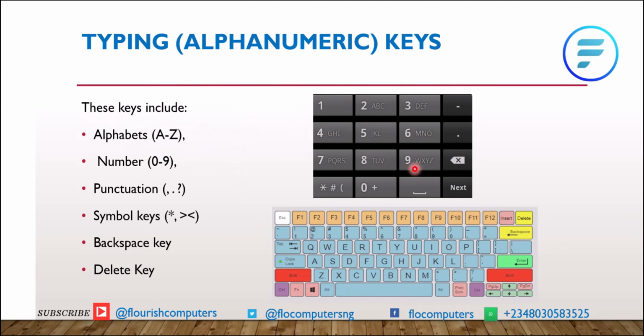Now, if you are using a phone, this is a keypad from the phone, the keyboard from the phone. You can see that it is also alphanumeric. You have all the alphabet, you have the numbers, and then you have all your punctuation, and then the special character keys over there. So that's alphanumeric keys.